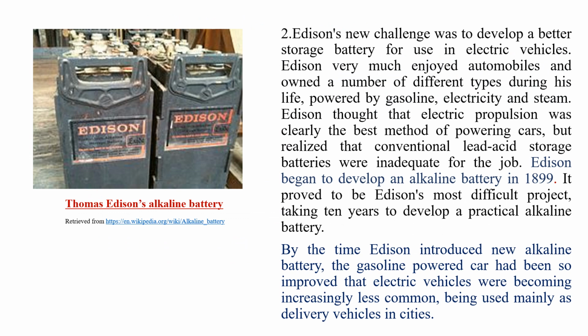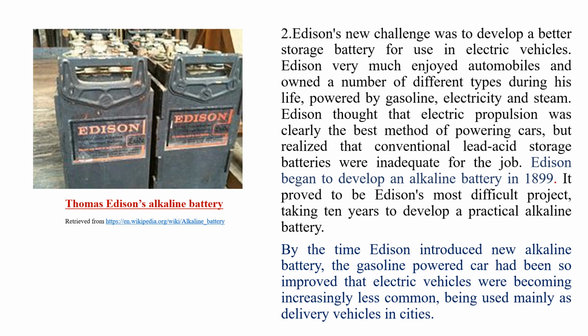Edison's new challenge was to develop a better storage battery for use in electric vehicles. Edison very much enjoyed automobiles and owned a number of different types during his life. Powered by gasoline, electricity, and steam, Edison thought that electric propulsion was clearly the best method of powering cars, but realized that conventional lead-acid storage batteries were inadequate for the job. Edison began to develop the alkaline battery in 1899. It proved to be Edison's most difficult project, taking 10 years to develop a practical alkaline battery.